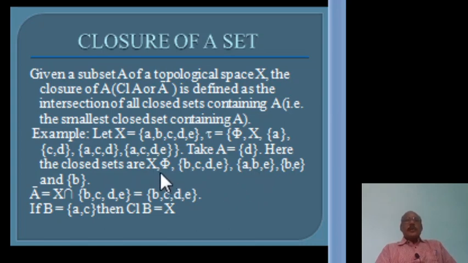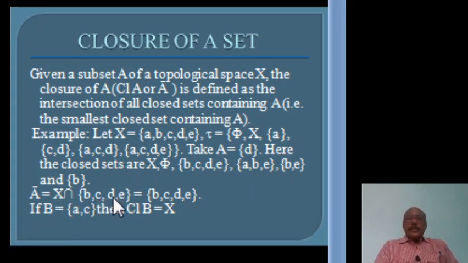Now, among these closed sets, which closed sets are containing singleton D? X is a closed set containing D. So we can consider this X. The empty set is a closed set, but it does not contain A. B, C, D, E is a closed set containing A. ABE is a closed set, but does not contain A. BE does not contain A. And singleton B does not contain A. So the only closed sets containing A are X and the set B, C, D, E.